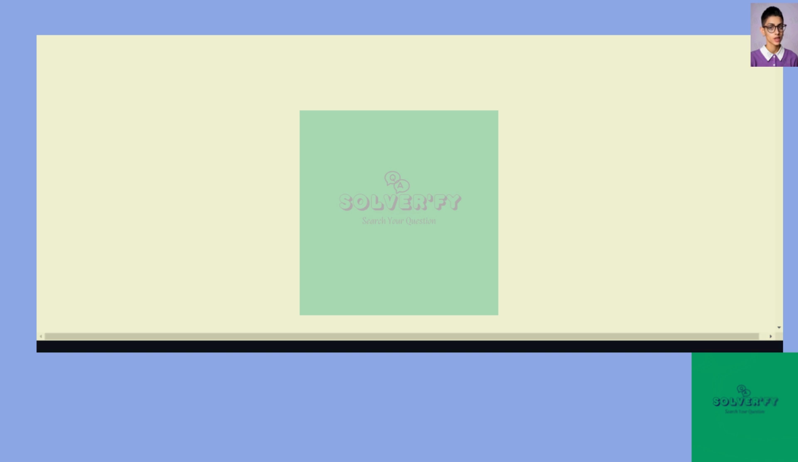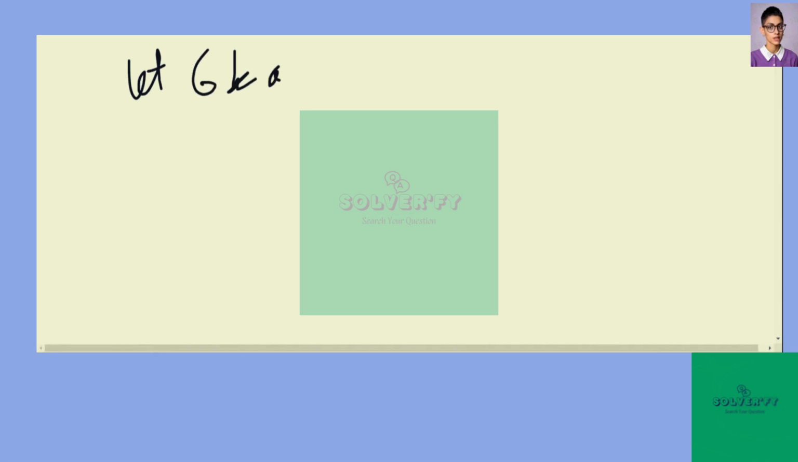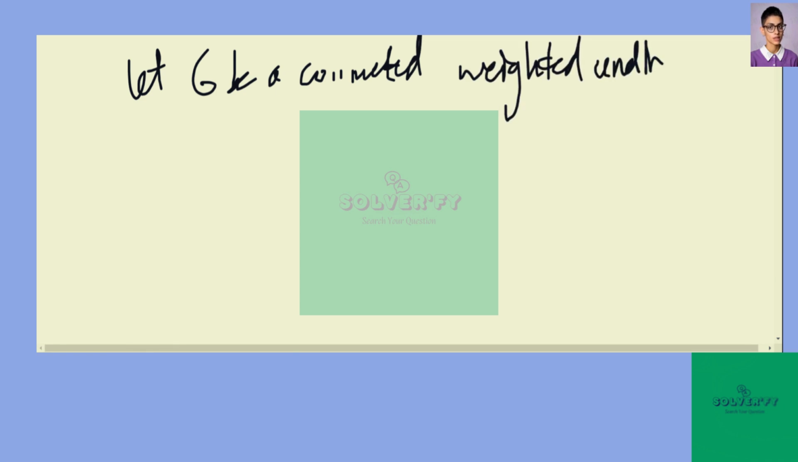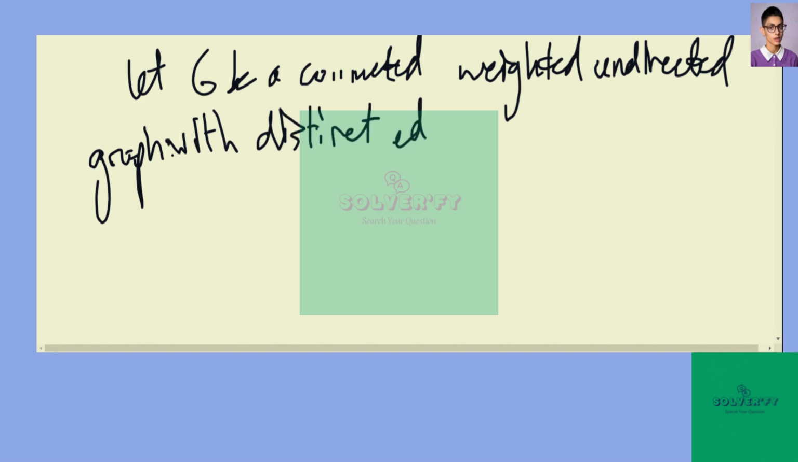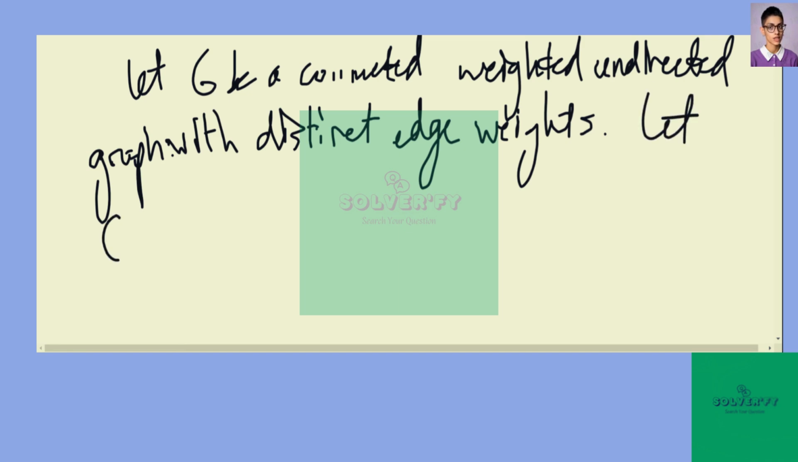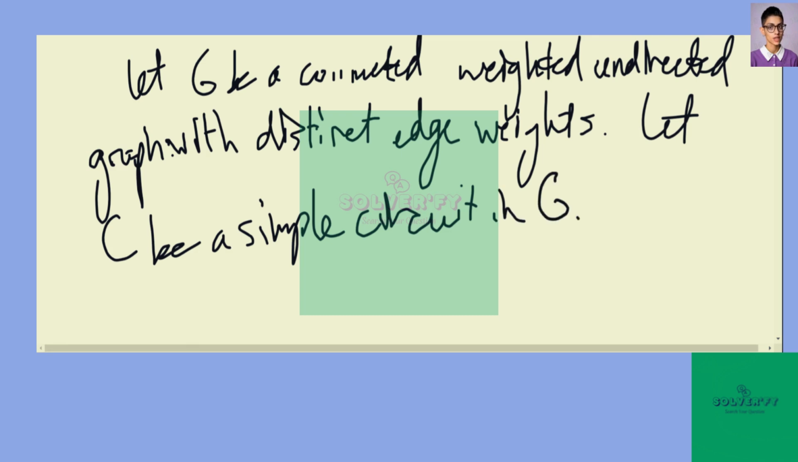So let G be a connected undirected weighted graph, and suppose that G has distinct edge weights. And let C be a simple circuit in G. And finally, let T be a minimum spanning tree of G.